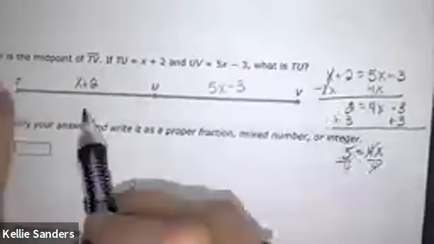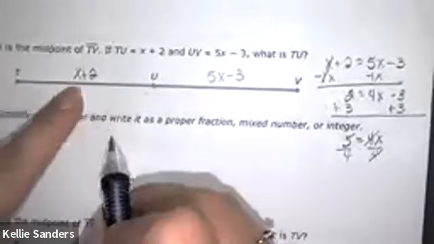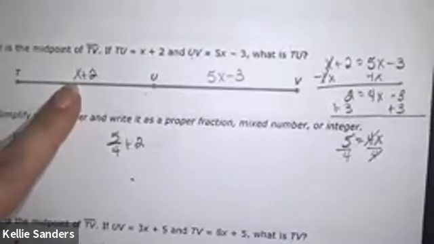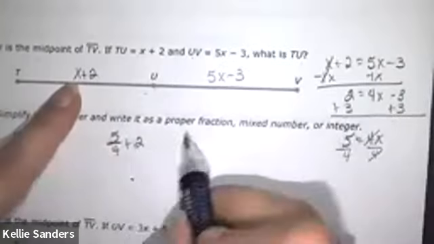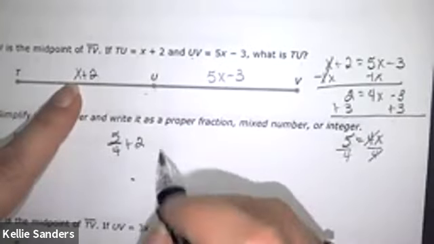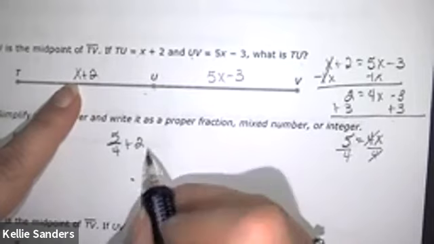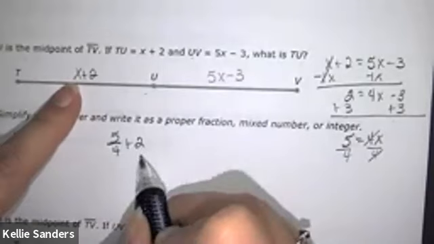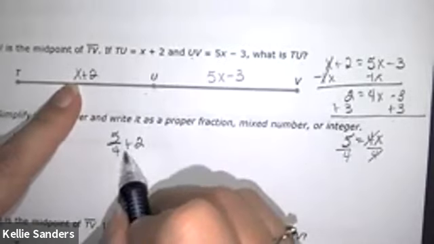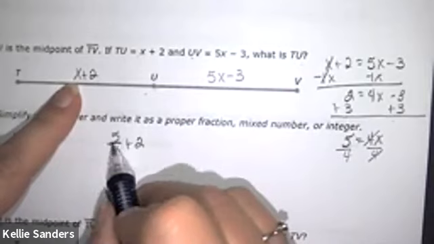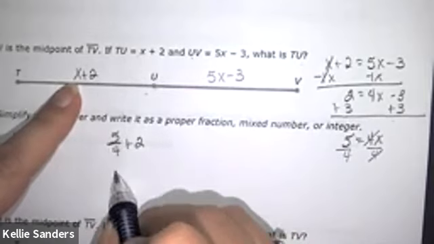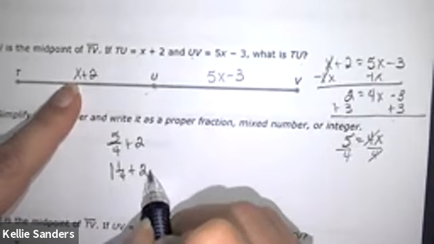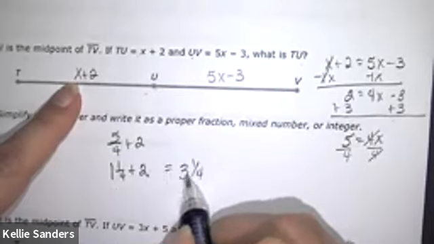what is TU? Here is TU. So, 5 over 4 plus 2. There's a couple of ways of doing it. Besides having a calculator, there's a couple of ways. Let's just change this. Since this is a whole number, let's just change this. 4 goes into 5 one time with 1 left over. Bring the 2 down. Add your whole numbers up. 3 1/4.